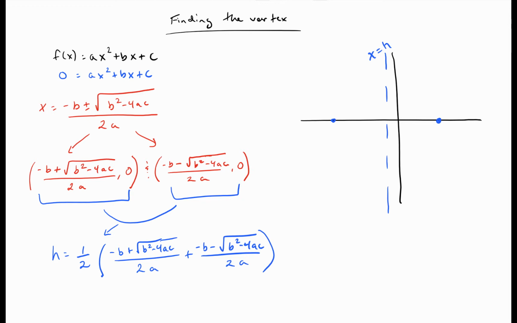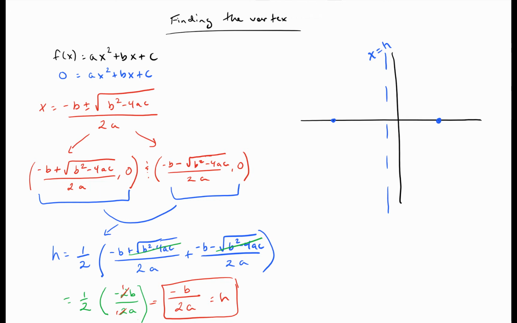Fortunately, they have a common denominator, so this should be pretty easy. Okay, and these two pieces are opposites, so they're going to cancel out. So I just get over 2a, and then I can cancel the 2 over 2 to 1, and I wind up with negative b on the top, and on the bottom I get 2a. Oh, cool. Well, this seems like a nice, easy, handy formula for finding the x-coordinate of our vertex.